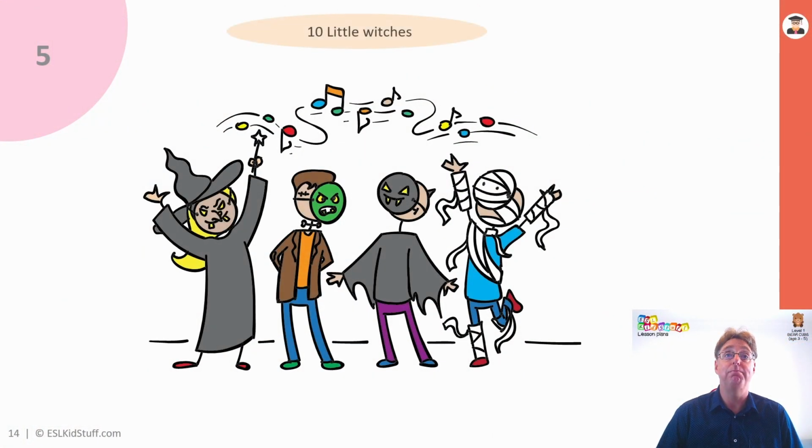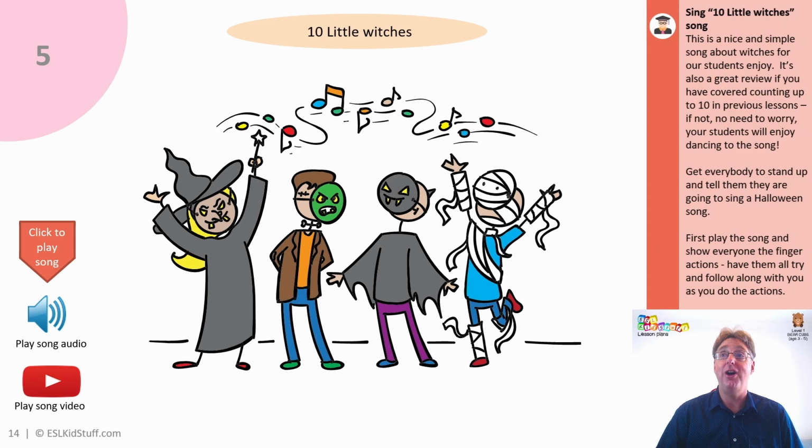Okay, once everyone's back and ready to go, we'll sing a nice song. You can have the masks on for this, and it's a simple song called 10 Little Witches. Really fun. So we'll get everyone to stand up and we'll tell everyone we're going to sing a Halloween song. And the first time we play the song, just show everyone the finger action. So there's 10 witches, so we'll be counting off the witches with your fingers, and the students can do that along with you. So I'll show you now.